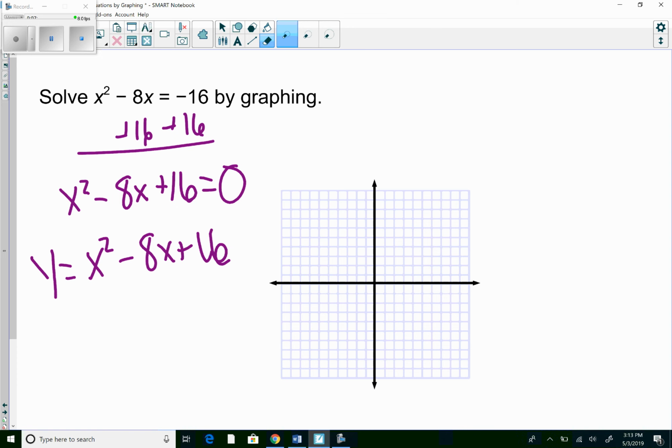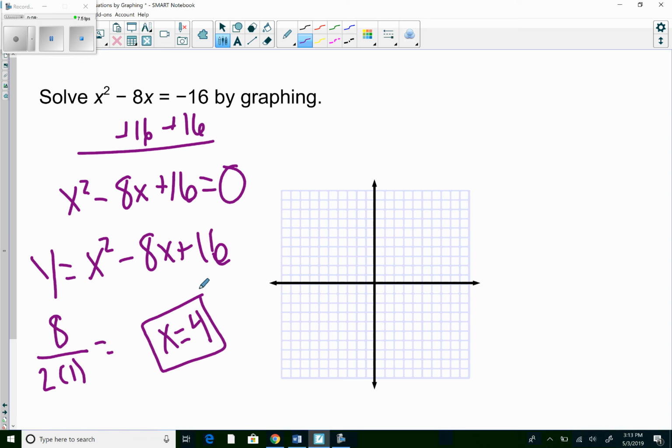All right, so here we basically, again, just want to make sure that we can find all of the pieces. Let's find the axis of symmetry. So opposite b, so opposite of negative 8 over 2 times 1. So your axis of symmetry is going to be x equals 4. Okay, so I'm going to start by doing that. 1, 2, 3, 4. Okay, here's axis of symmetry.